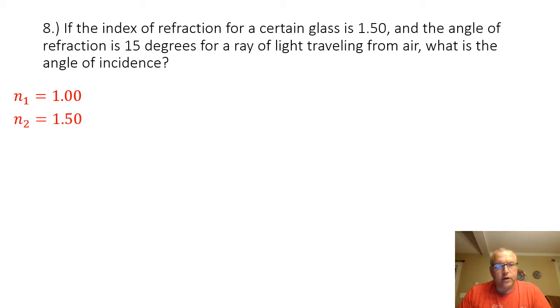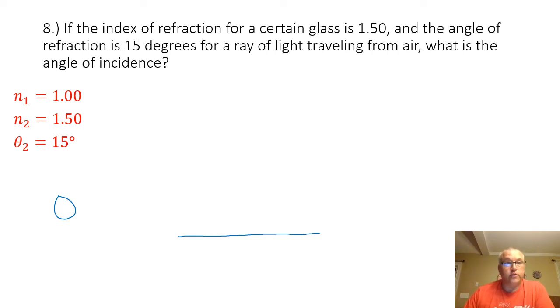As always, starting with Snell's law, now solving for theta 1, will give me theta 1 equals the inverse sine of N2 times sine theta 2 divided by N1. Plugging my known values into that equation will give me an angle of incidence of 22.8 degrees.